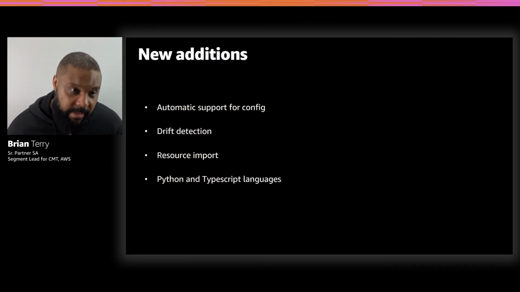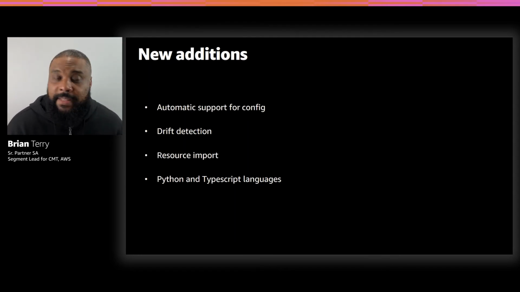created by your resources. We've also enabled drift detection for these resources. So if these resources go out of band, drift detection knows about it, and customers can put rules around this to detect that drift. Also, some of the new additions include resource import. This allows you to import existing resources into CloudFormation. And finally, we've included Python and TypeScript as languages in which you can create these resources.